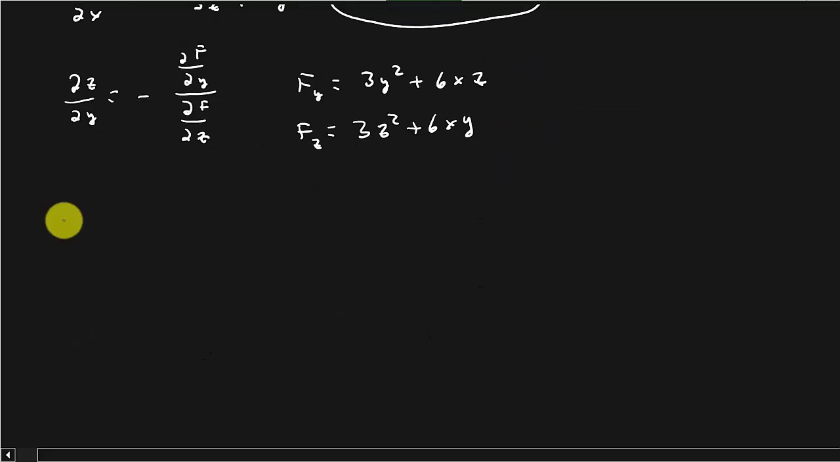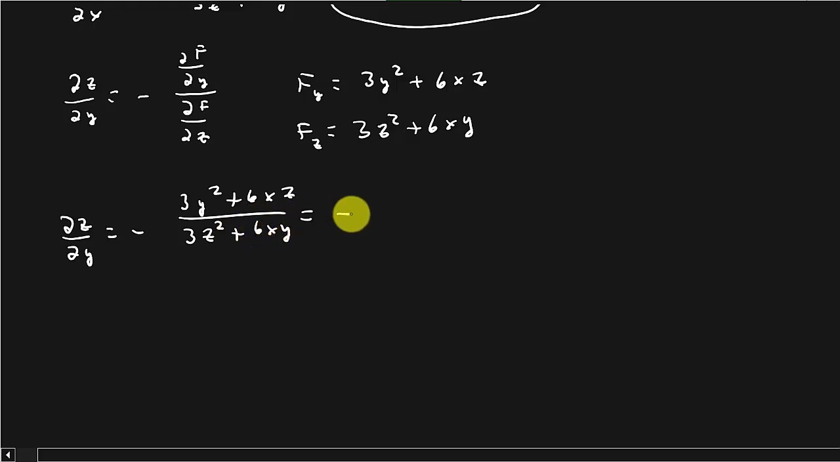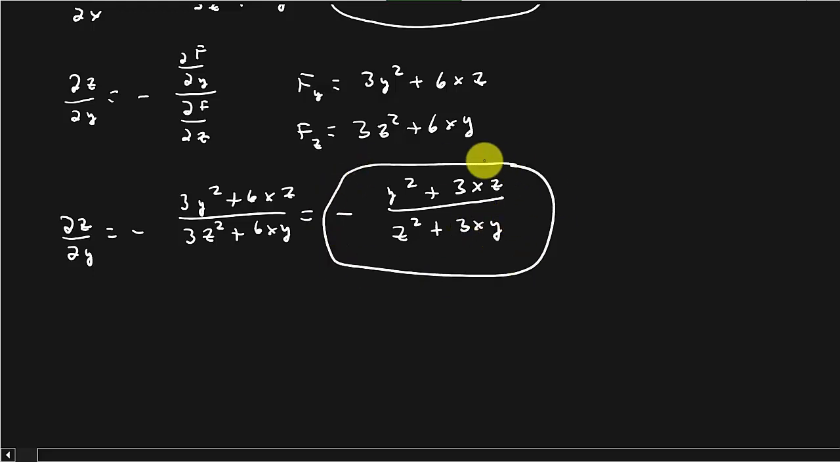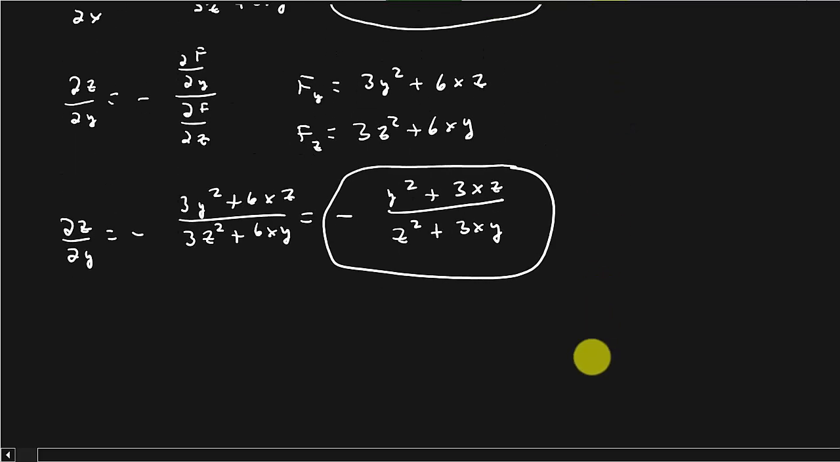And so the partial of z with respect to y is equal to negative 3y squared plus 6xz over 3z squared plus 6xy, which is negative y squared plus 2xz over z squared plus 2xy. And there's that partial of z with respect to y. And look at that, that's the end of the video. So that wasn't too bad, was it?